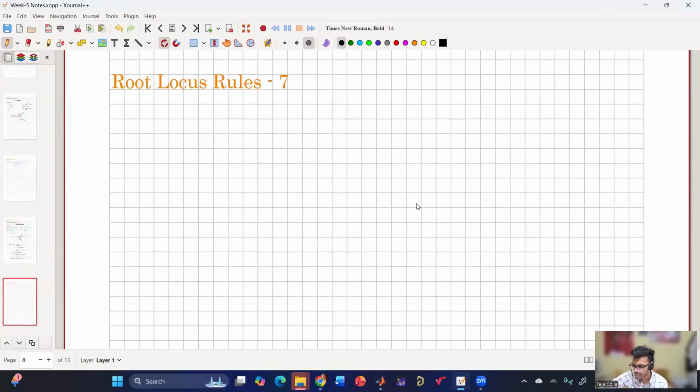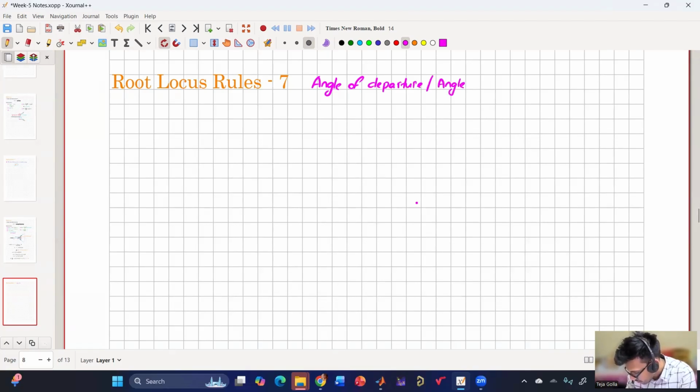Rule number 7 is about angle of departure or angle of arrival. So we will see this. This is basically angle of departure or angle of arrival.